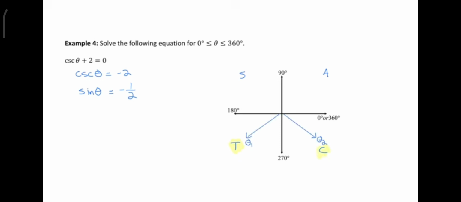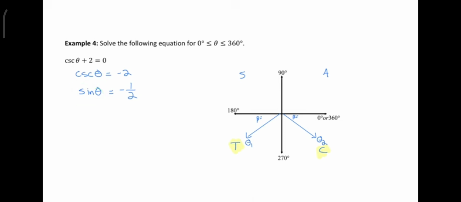And the relationship between these terminal arms is they have the same reference angle. So I can label the reference angle beta in both of those quadrants because I know they're going to be equal to each other. That's why they're going to have the same sine ratio of negative 1/2. Having that same reference angle, if I were to draw the unit circle, I would see that both of those terminal arms intersect that unit circle at the same y coordinate, which is why it would have the same sine ratio.